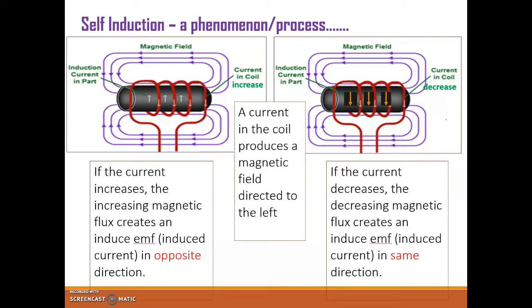Initially, when the switch is closed, the current will produce its own magnetic flux through the coil. The current will increase from 0 to maximum, and the magnetic flux due to the change of the current will increase with time. The increasing magnetic flux will create an induced EMF, but in the opposite direction. If the current decreases, the decreasing magnetic flux creates an induced EMF, but in the same direction.